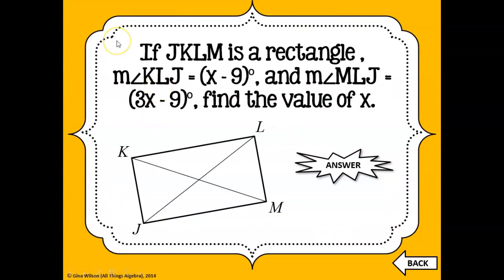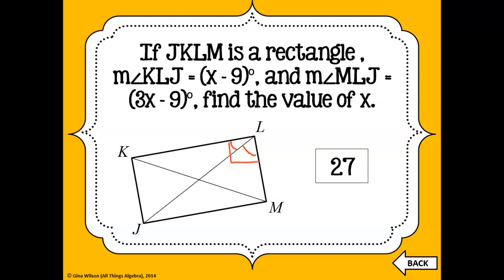All right, this is a good one. It's a rectangle. KLJ is x minus 9, and MLJ is 3x minus 9. Find x. Here you go. And the answer is 27. All right, I'm going to try it. Let's see how it goes. KLJ and MLJ add up to 90 because it's a rectangle.